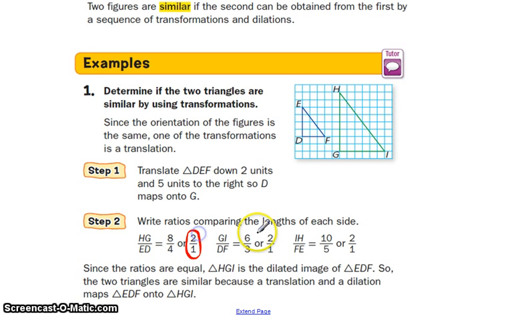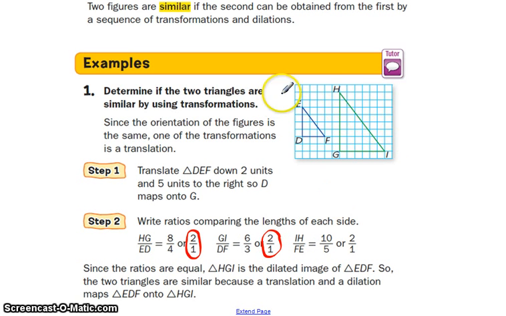Or 2 over 1, same thing. Now let's look at the other 2 corresponding sides. GI corresponds to DF. GI has a length of 6. DF has a length of 3. Or, when you reduce it, 2 over 1.